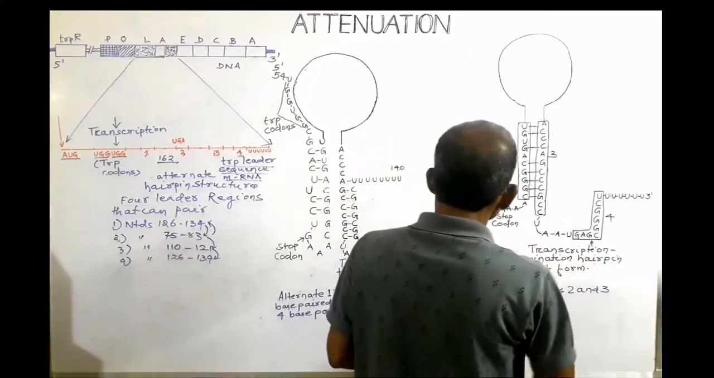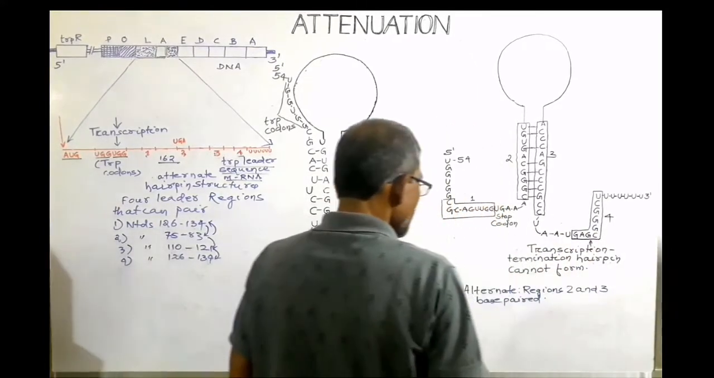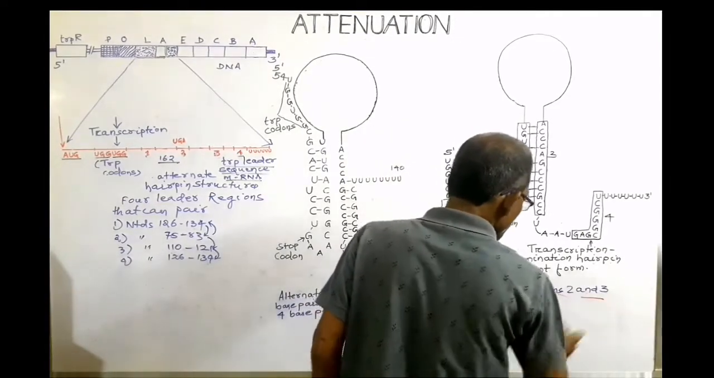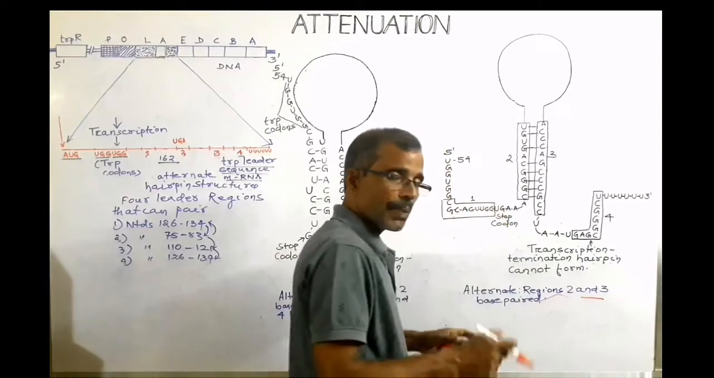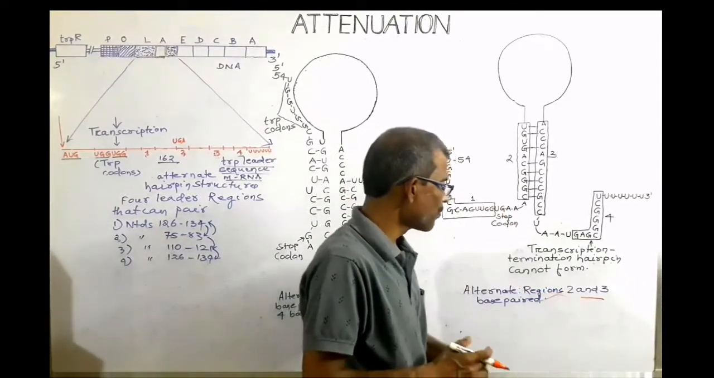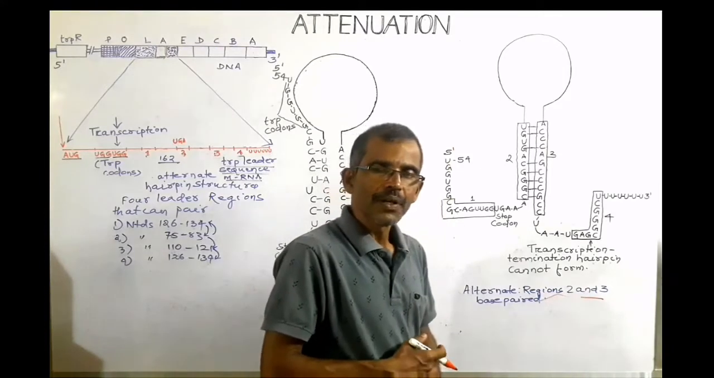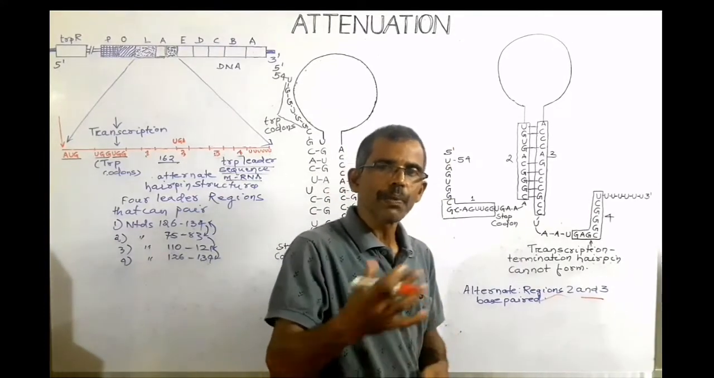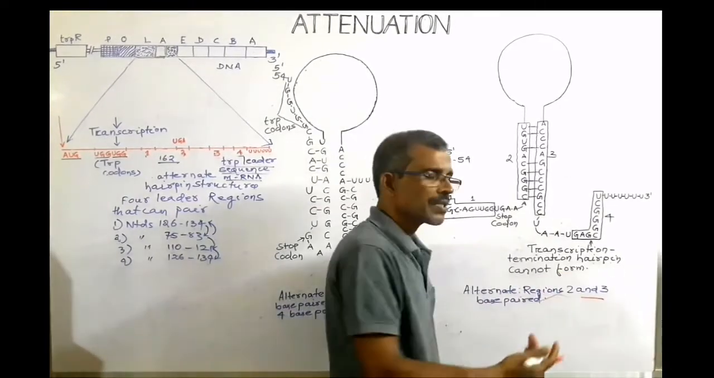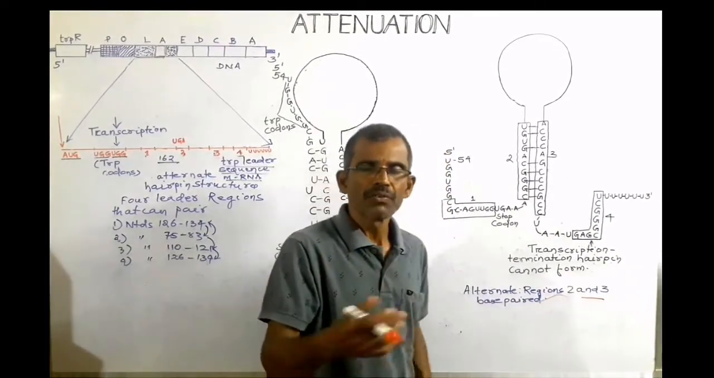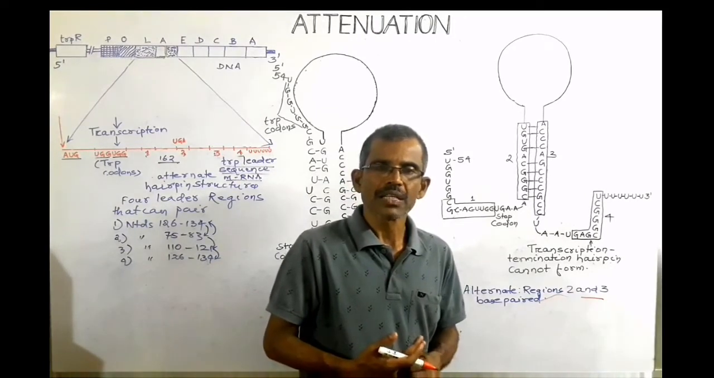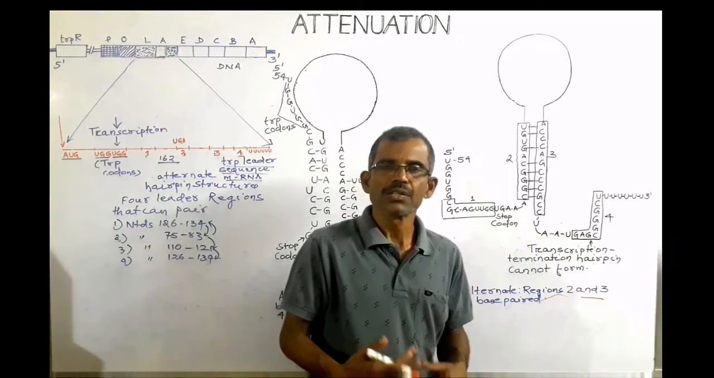In this type of secondary structure, there will be base pairing between region 2 and region 3. When base pairing occurs between region 2 and region 3, region 3 cannot base pair with region 4. So the transcription termination hairpin cannot be formed. In this case, the process of transcription will proceed as usual.